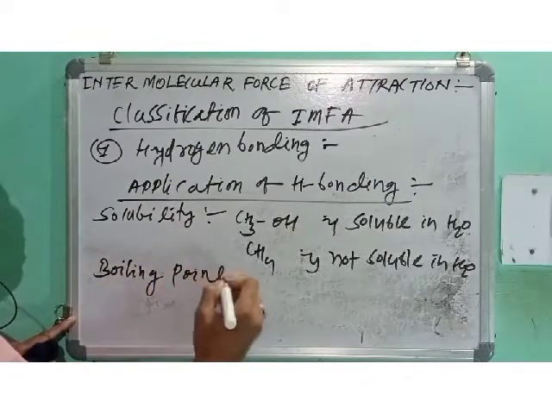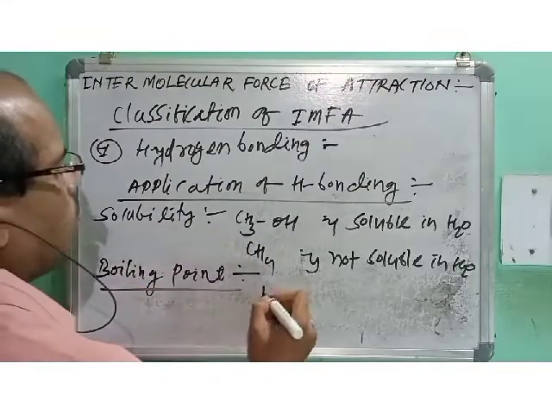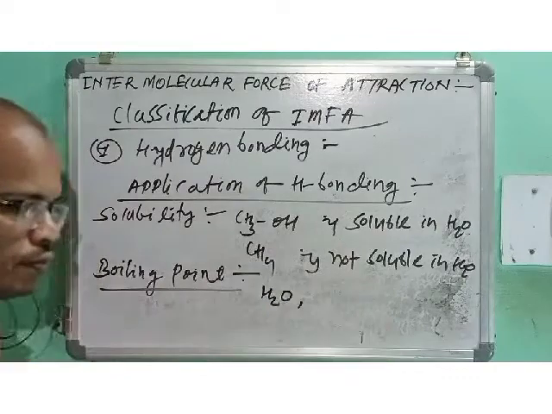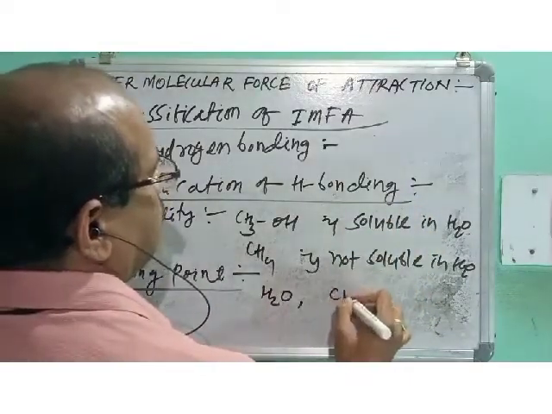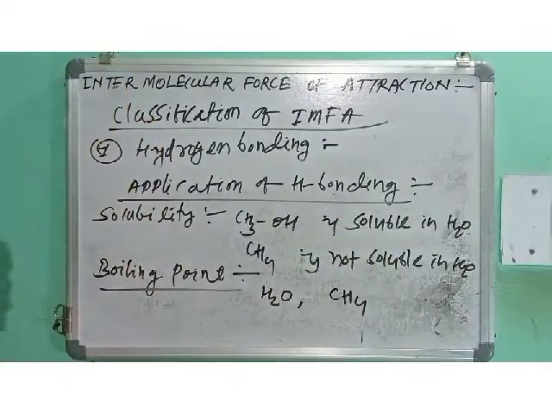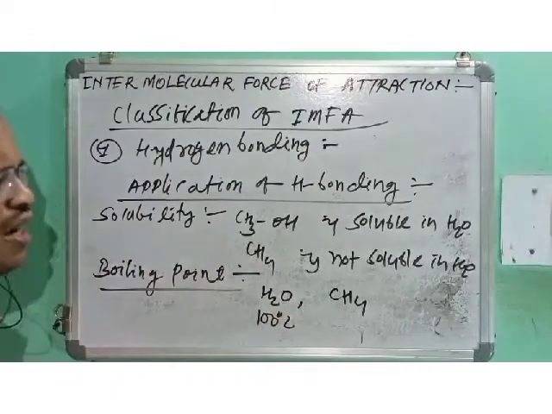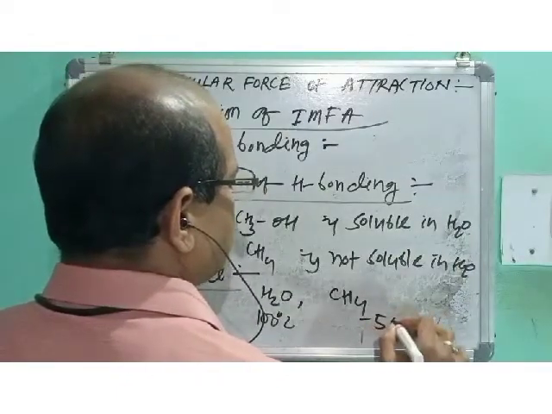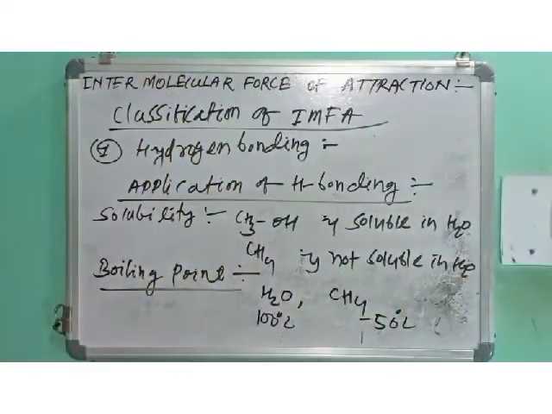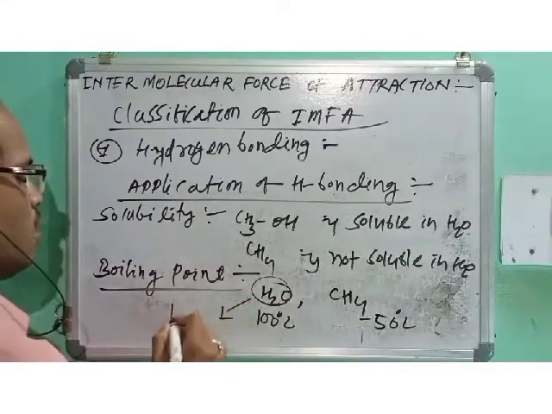So another application is that we can compare boiling points. Let us say water and another member, methane. Water has a high boiling point, mostly 100 degrees centigrade, and methane has a very low boiling point, let us say minus 50 degrees centigrade. Water has a high boiling point and methane has a very low boiling point because in water there is hydrogen bonding.